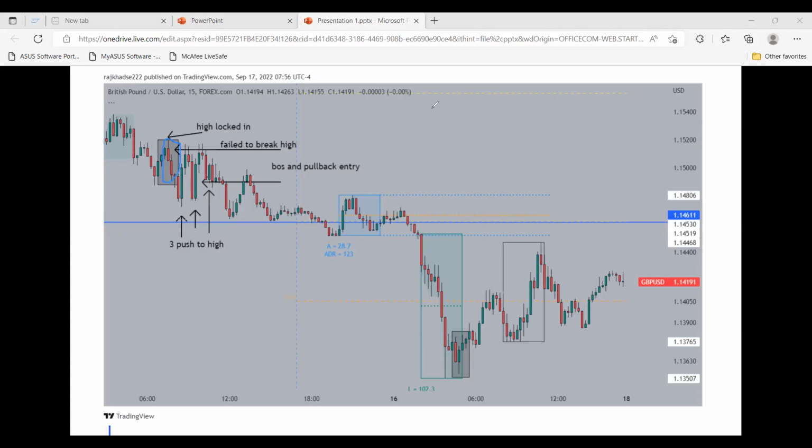Can I change the color? Okay, let's do yellow. Wait. This is a peak high locked in.